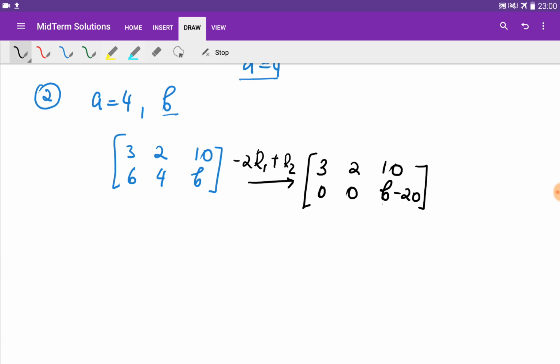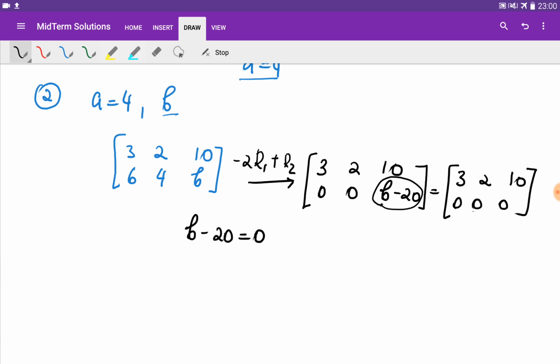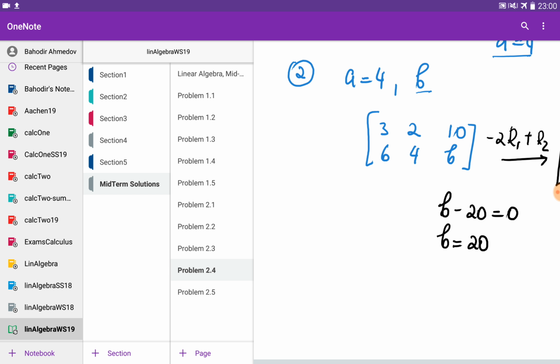So if this element here were non-zero, then the system would have no solution. If this b minus 20 is equal to 0, then the reduced row echelon form of the augmented matrix is going to be in this form. It means that there are 3 columns here. This column is going to be the 3. It means that the system is going to have infinitely many solutions. So for the value of b equal to 20, the system has infinitely many solutions.